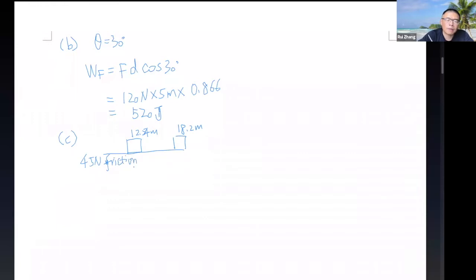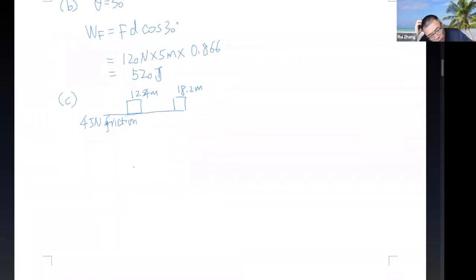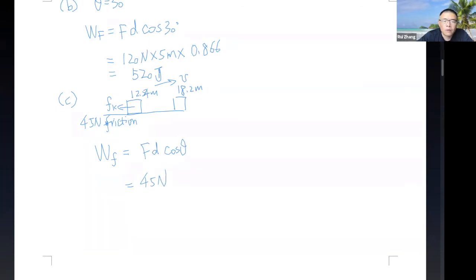Now the question is how much work is done by friction. First of all, you have to know the direction of friction. Because it's moving, it's definitely a kinetic friction. And the friction is always going in the opposite direction of motion. So if the object goes this way, the friction goes backward. Then you still use this general formula. The force is given by friction, which is 45 Newton. The distance is for this specific distance, so it's going to be 18.2 minus 12.4. Finally, cosine of the angle.